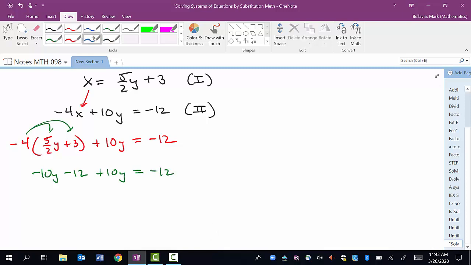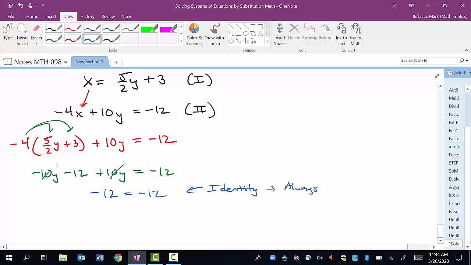And now we want to combine like terms. So negative 10y plus 10y, well, those cancel to a 0y. They cancel out. So similar to what we had above, but now we got negative 12 equals negative 12. So all the variables canceled out, but this time we got something that's always true. We call this an identity. Something that's always true is an identity. This is always true, just so you know what we're looking for.